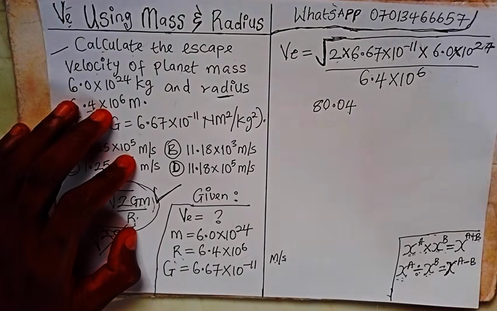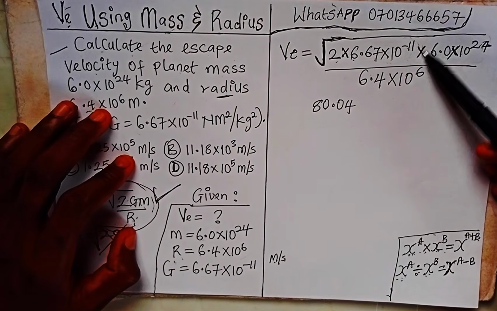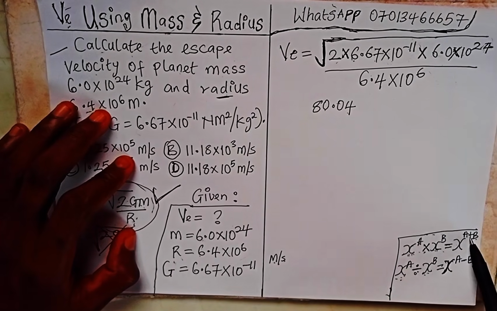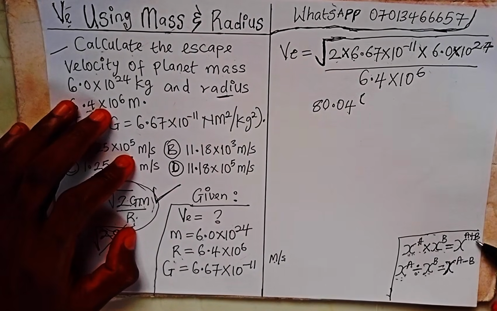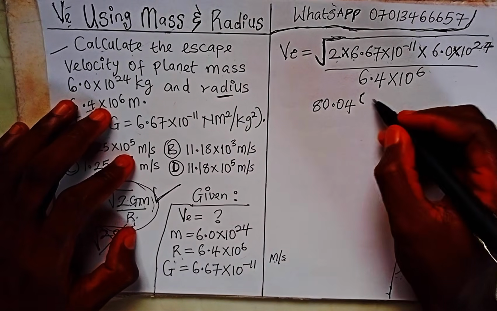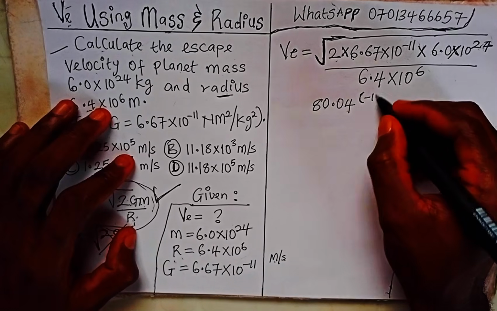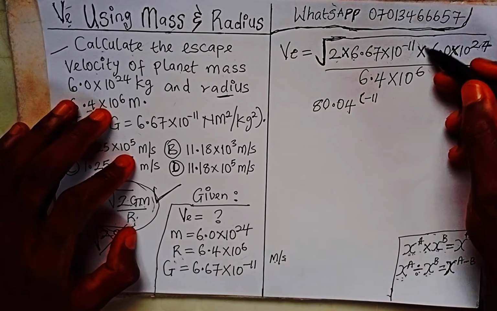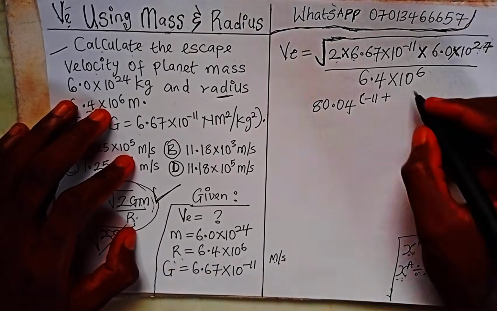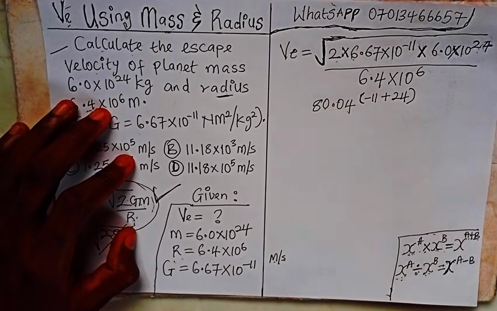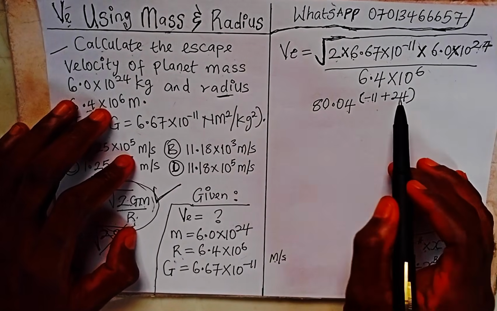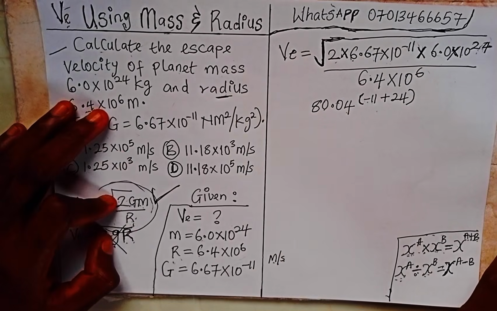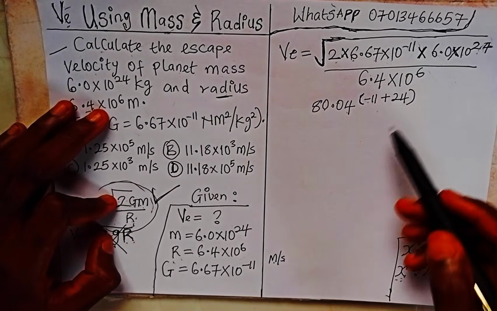Since the two bases are now the same 10, according to this law, and in between we get times, the times changes to plus here. So we'll open brackets for the power. We'll do a plus b, where a and b are this one and this one. The first one is minus 11. This times will turn to plus 24. Close bracket. Make sure you put all the signs. If they carry sign, put all the signs. Minus 11 plus 24 will give you plus 13.